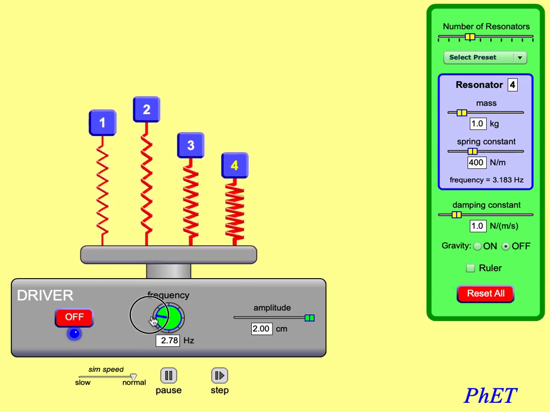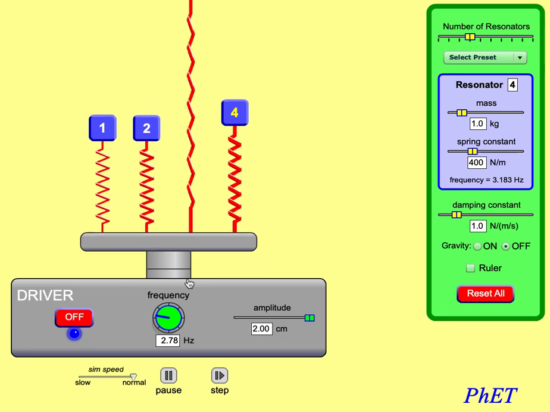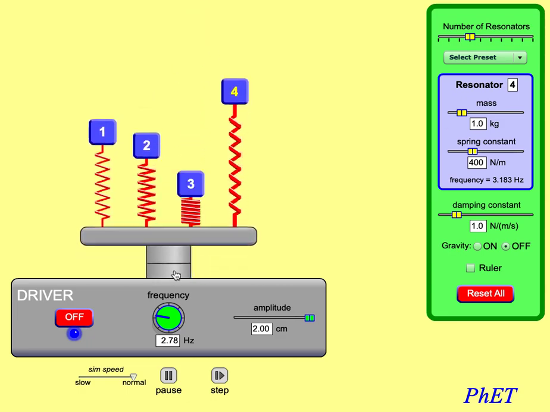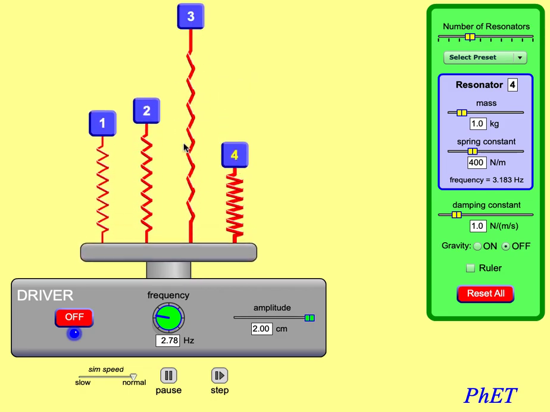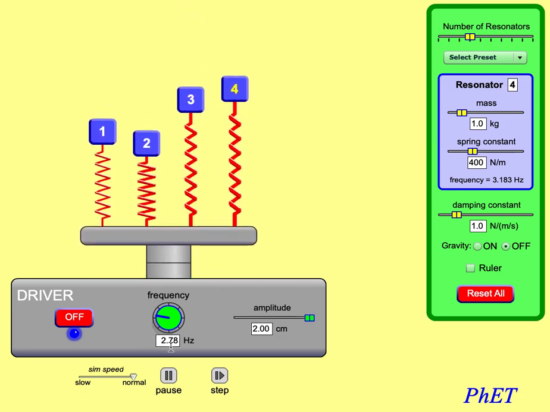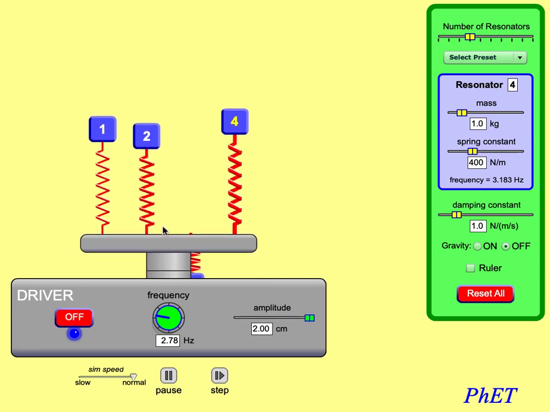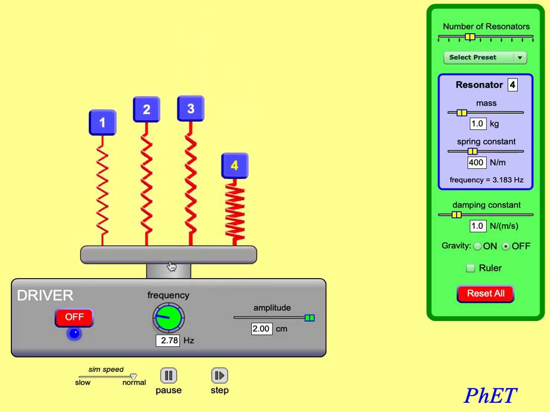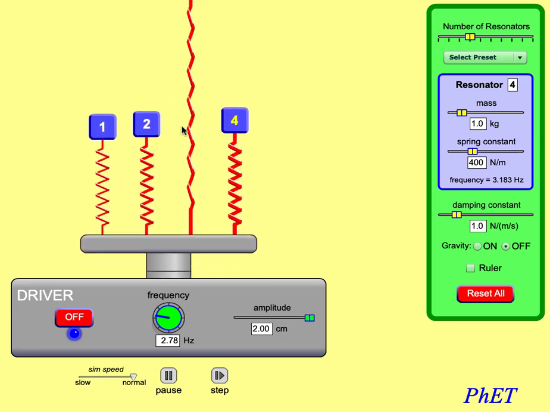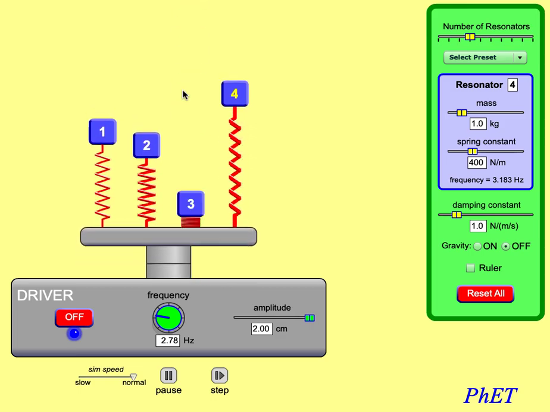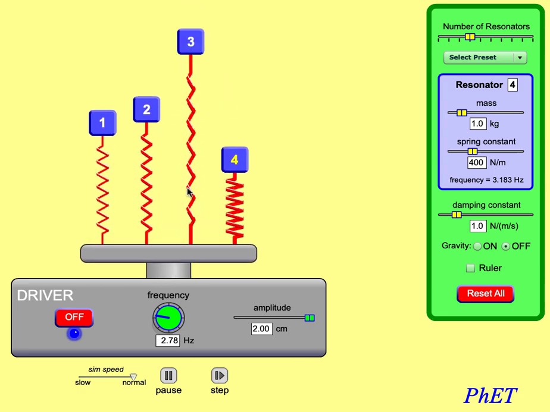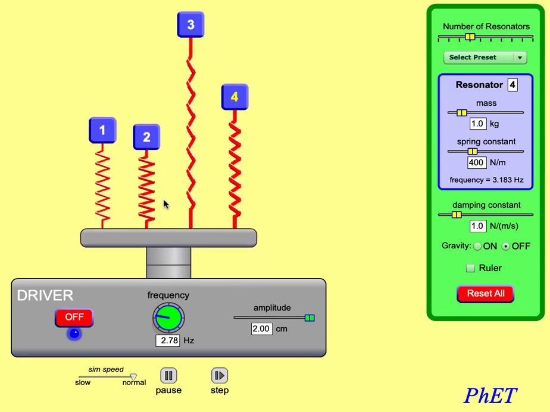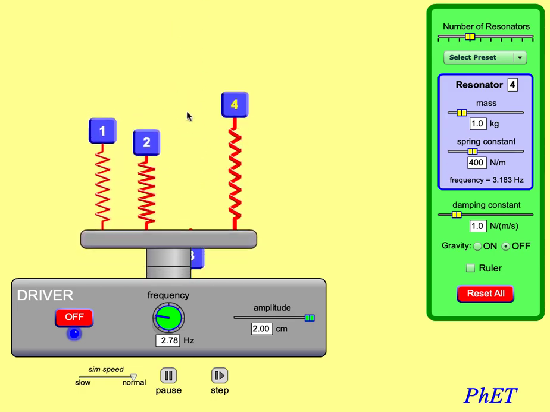I would say that's probably around that right there. So this is saying that the natural frequency for mass 2 is 2.78 hertz. If the driver vibrates at a frequency that matches the natural vibration for mass 3, it's going to be able to transmit its energy efficiently to mass 3, and it's going to cause it to vibrate at a really high amplitude.